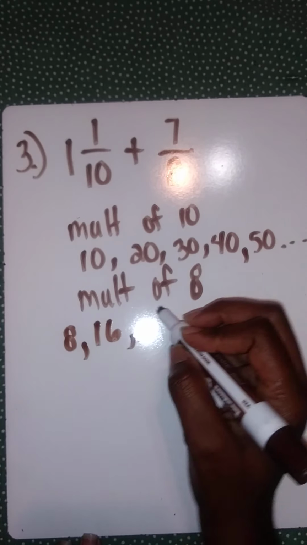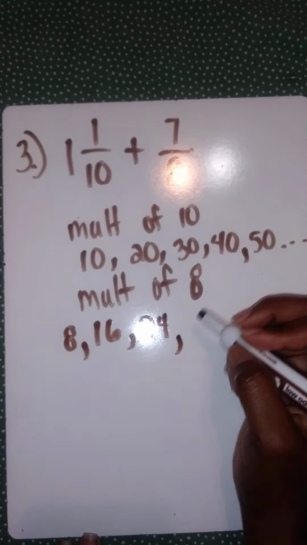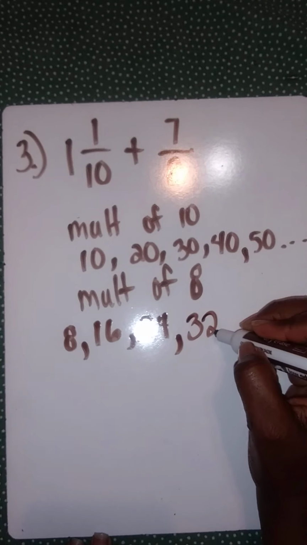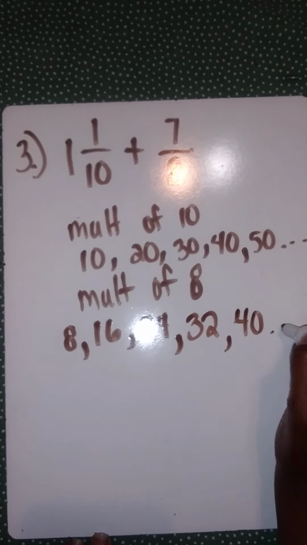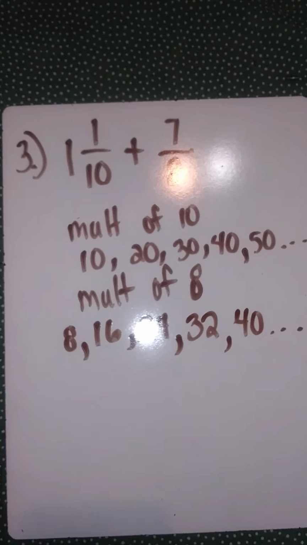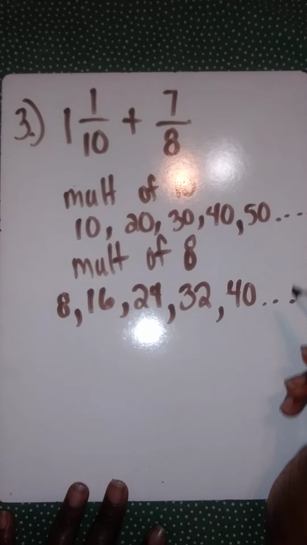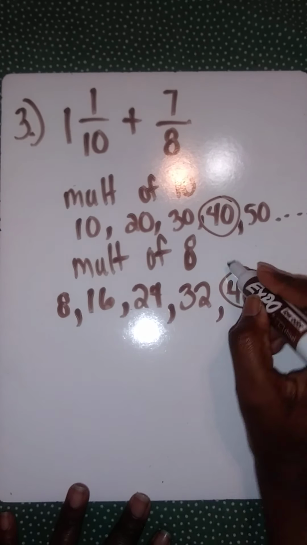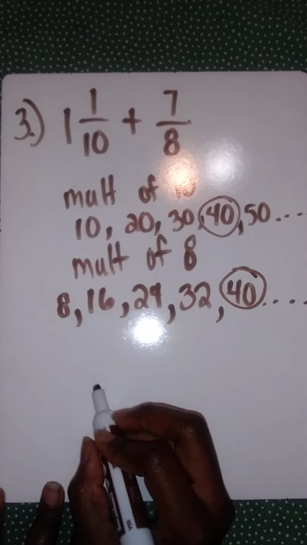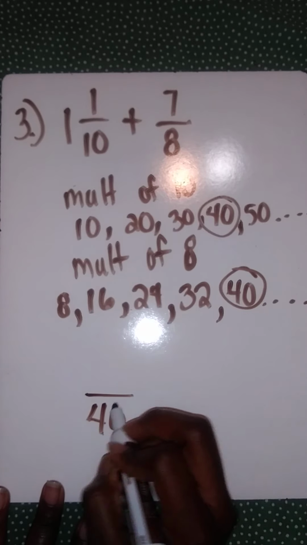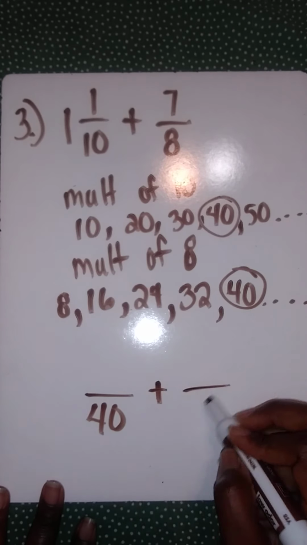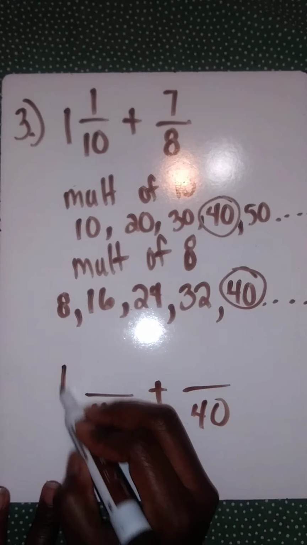16, 24, 32, and 40, and stop right there. So if you notice here, my common denominator is going to be 40. So write your new denominator. Bring down your whole number.